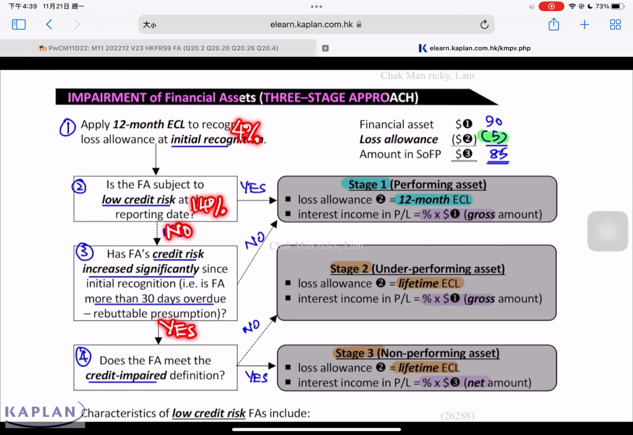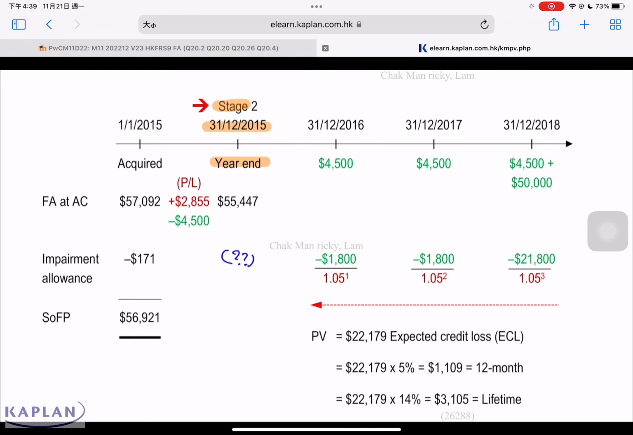If there's no objective evidence of impairment, then we call this a stage 2 asset. For this question, it's a stage 2 asset. For stage 2 assets, we have to use the lifetime expected credit losses. This amount will be used to account for the impairment allowance, 3105. The net amount will be equal to 55447 minus 3105 is equal to 52342. This will be the balance at the end of the first year.